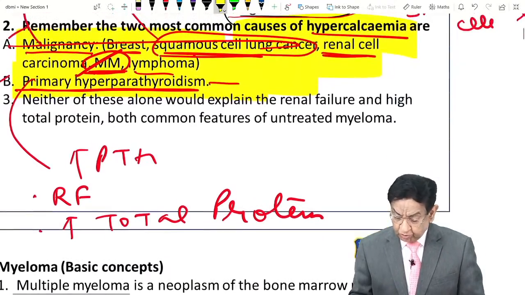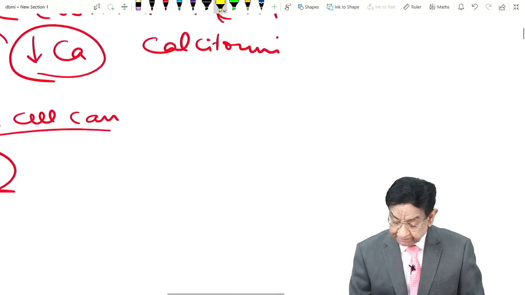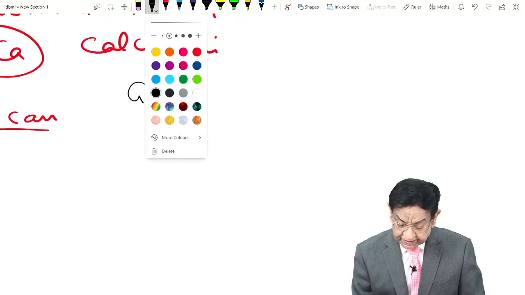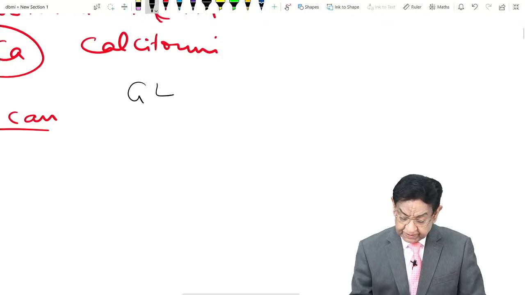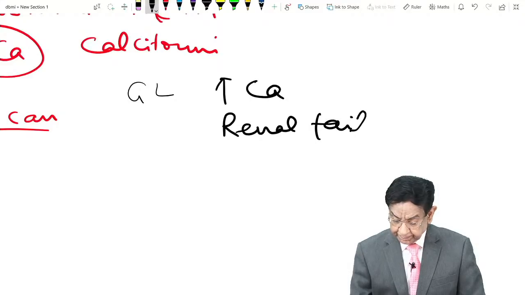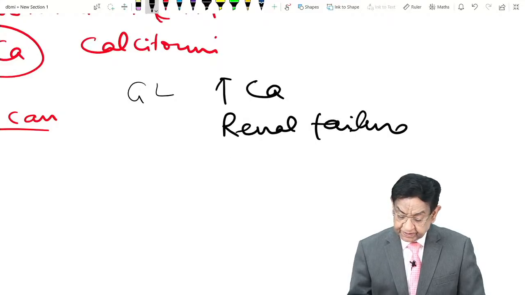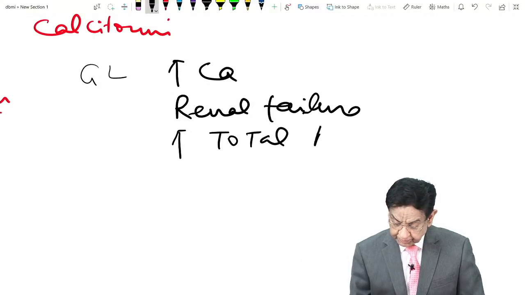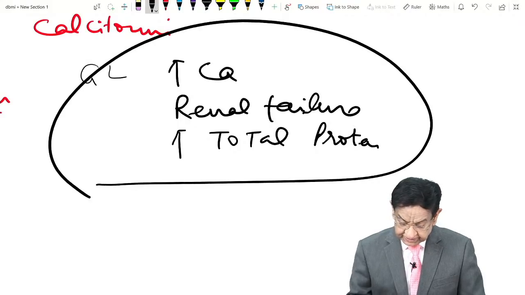So friends, you can note down the golden line to remember. The golden line to remember is this: if you get increased calcium, if you get features of renal failure, if you get increased total protein, then it is nothing but multiple myeloma.